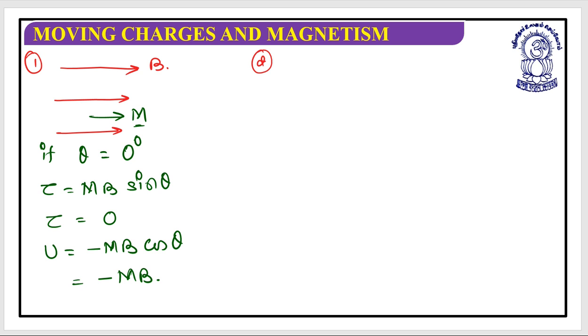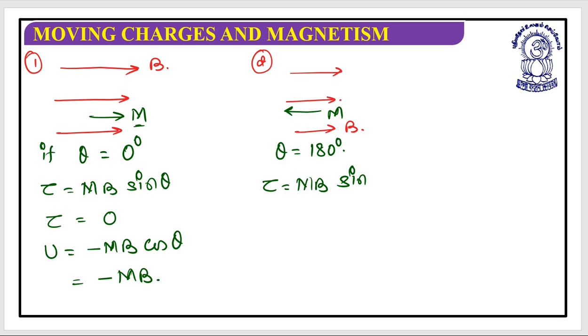Second case, let's suppose the situation is something like this. This is the direction of B, and this is the direction of the magnetic moment m. This is the case when theta is equal to 180 degrees. Torque is mB sine theta. Again sine 180 is 0, so torque equals 0. For the potential energy, minus of mB cos theta, cos 180 is minus 1, so this is plus mB. This was the second case.